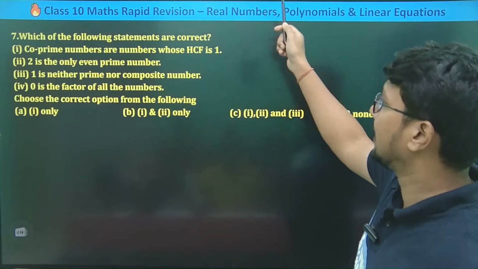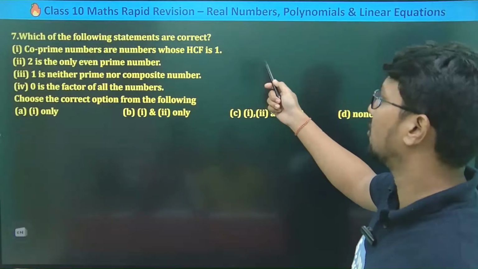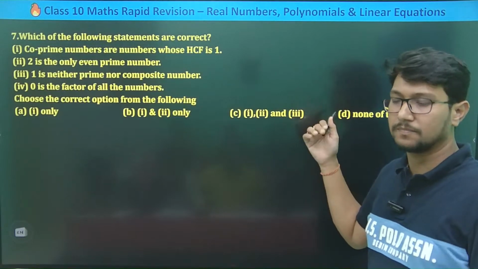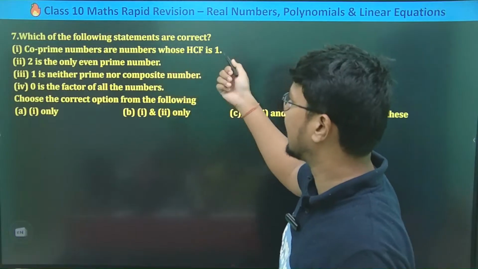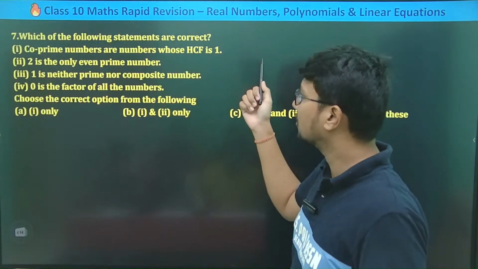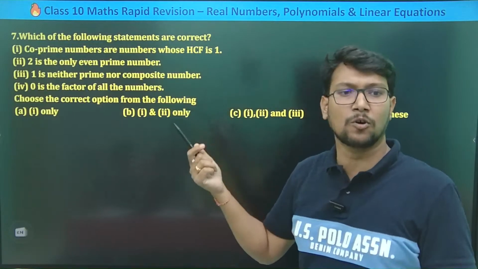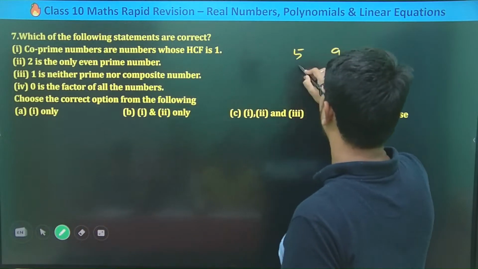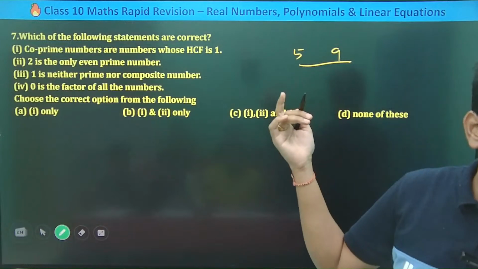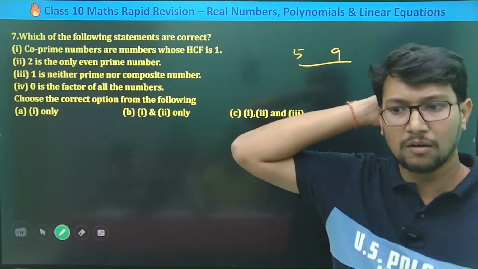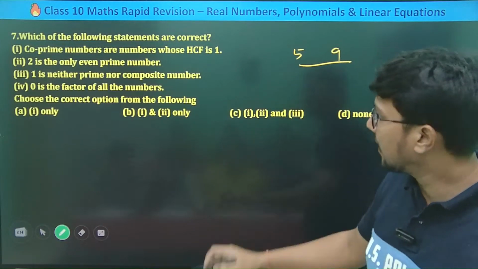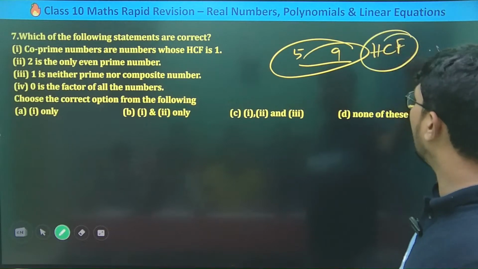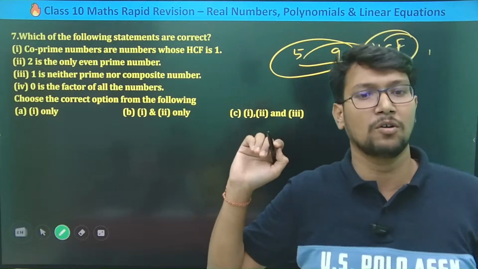Next, which of the following statements are correct? Co-prime numbers are numbers whose HCF is 1. Is that true? What are co-prime numbers? Let us see. Taking 5 and 9, they are co-prime. Why? Co-prime numbers are two numbers whose HCF is 1. Those are called co-prime, children.